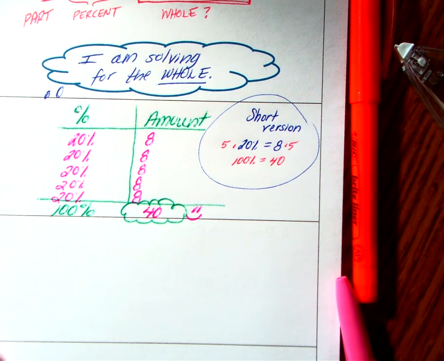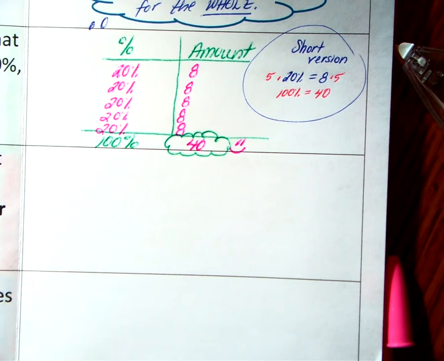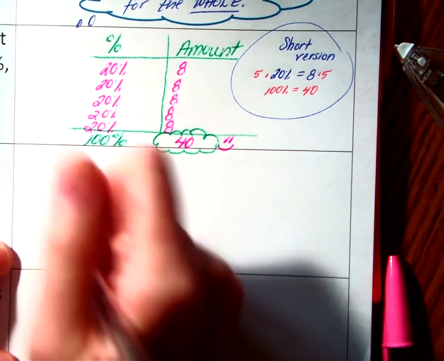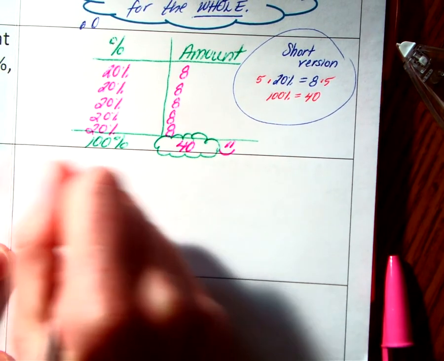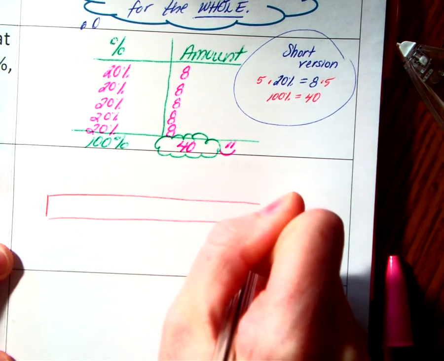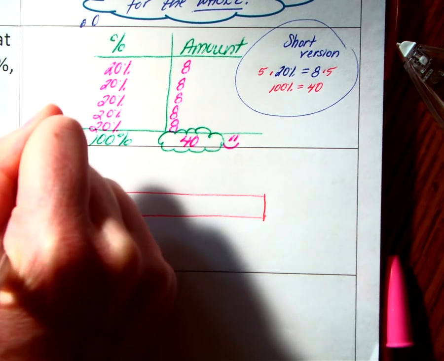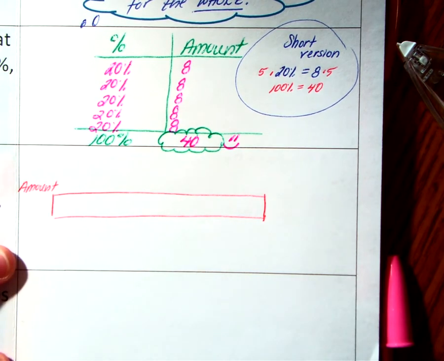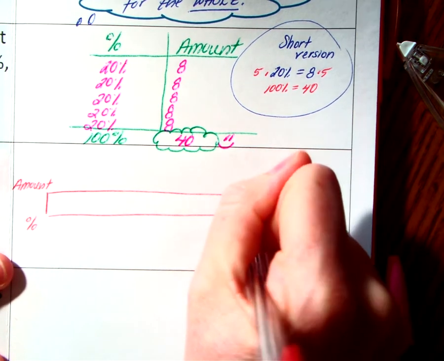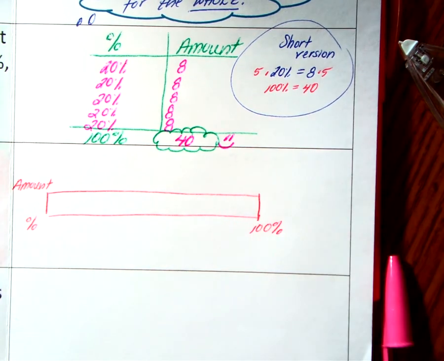Next, we're going to use a percent bar. Draw me a decent sized rectangle. This part of my rectangle is going to represent the amount. This part of my rectangle is going to represent the percent. If I were to use one entire rectangle in this scenario, that would be 100%. And they've already told us to cut it up into 20%. Well, how many 20% fit into 100? If you said 5, you were correct.